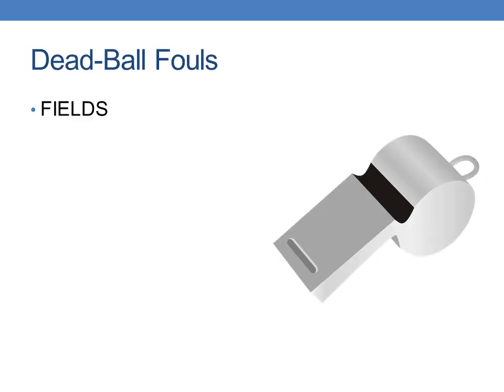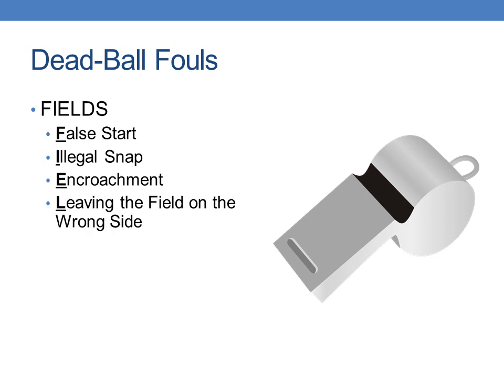So now let's talk about dead ball fouls. It's helpful to some to put these in an acronym format, and so we utilize the acronym FIELDS: a false start, illegal snap, encroachment, leaving the field on the wrong side, that is also known as a dead ball foul for illegal substitution, or delay of the game. Those are all fouls that would prevent the snap. If one of these things occurs prior to the snap, we will throw the flag high into the air, blow the whistle, and not permit the ball to become live.